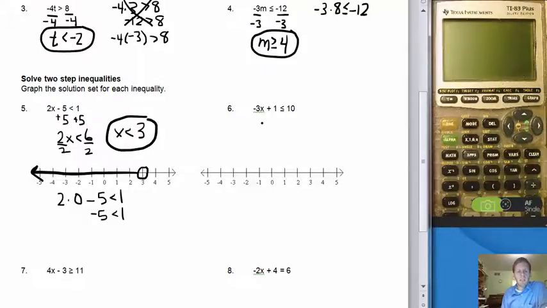What I'd like you to do is try out problems 6, 7, and 8. If you ever end up dividing by a negative, remember you need to switch the inequality. So I think that might happen in number 6. We'll have you pause the video for a moment, see if you can answer 6, 7, and 8. And when you unpause the video, we'll check our answers and see if your answers are correct.